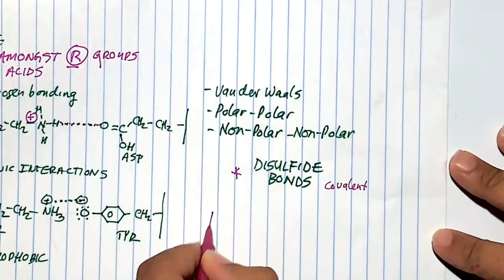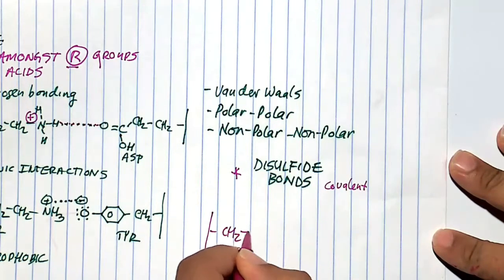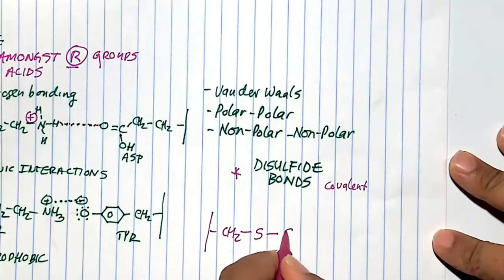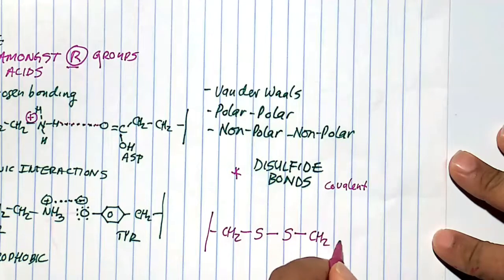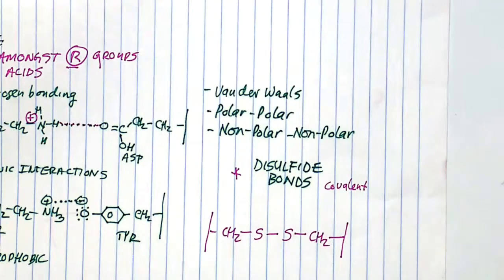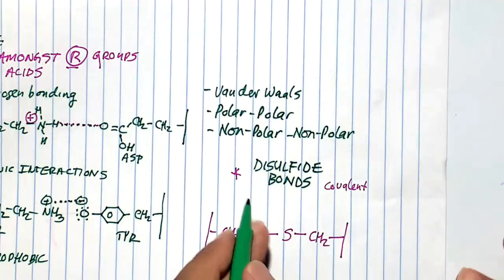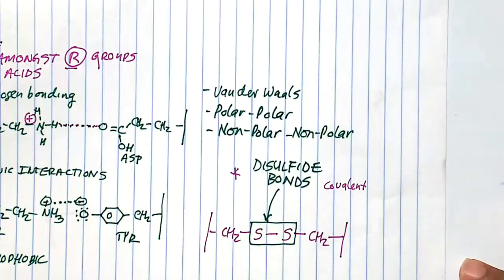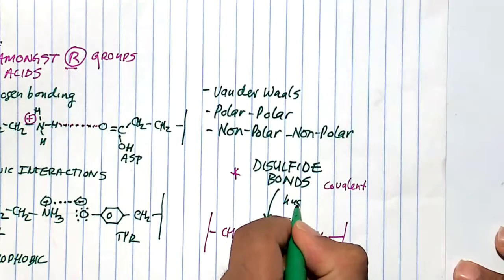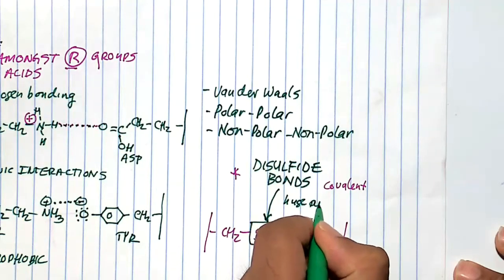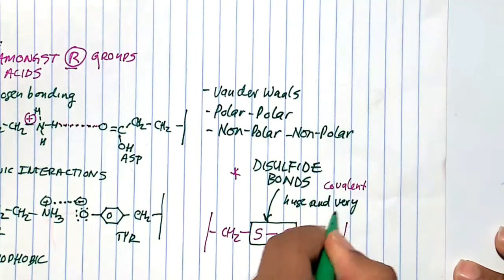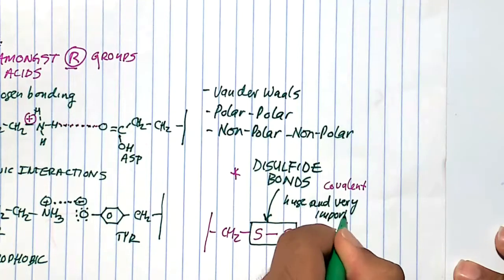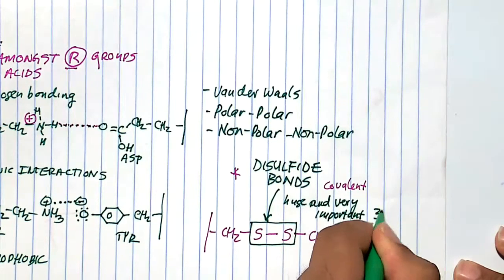Just to remind you what a disulfide bond is, it's the side chain of cysteine interacting with another side chain of cysteine, forming this very strong disulfide bond. A huge and very important tertiary structure determinant.